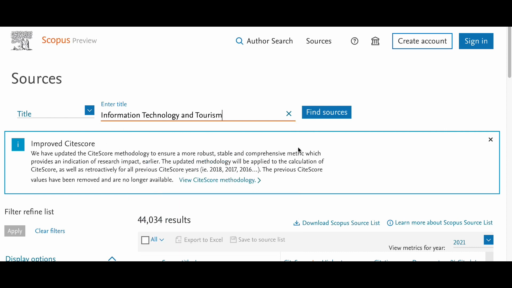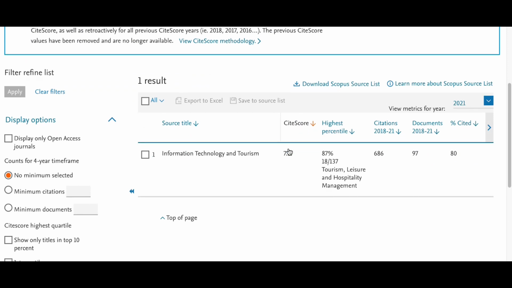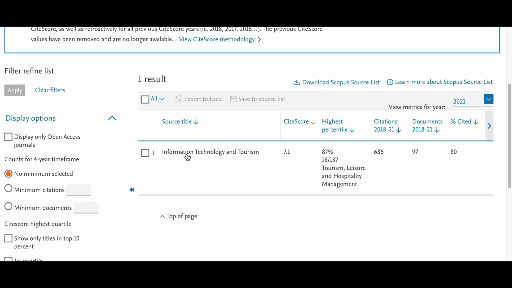So Information Technology and Tourism. All right, so here comes one result and it says Information Technology and Tourism. The site score is 7.1. Site score means basically it's a score computed by Scopus on the basis of how many citations the papers published in this journal are getting. Then it talks about the highest percentile. What's this highest percentile? We'll see in just a few moments. It's just about what's the ranking of this journal in the given category of the journals.